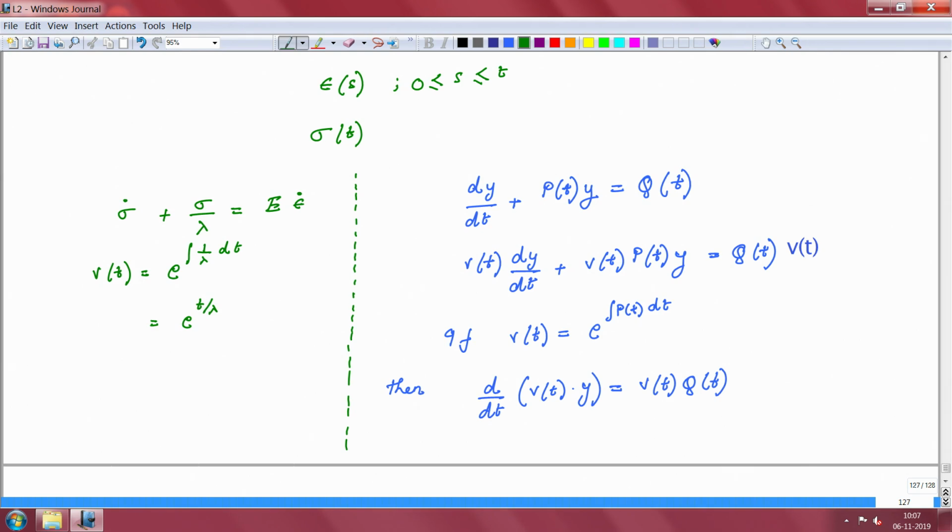Now, if you use this and multiply both sides by the integrating factor, you will end up with a situation where you have the time derivative of e to the power t by lambda multiplied by your current stress, and on this side you will again have the integrating factor and then the derivative of the strain.